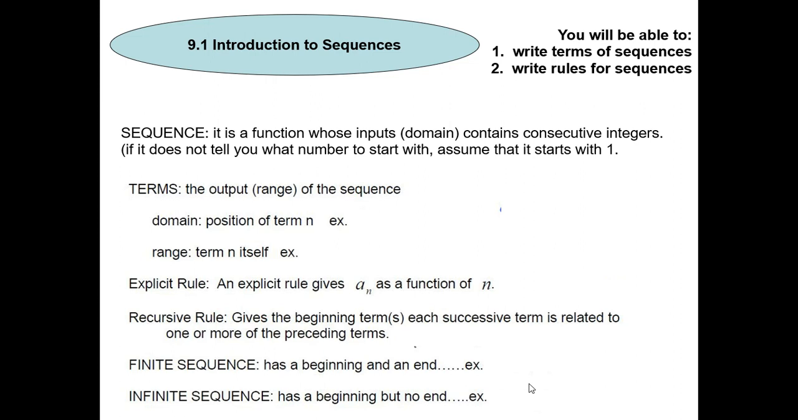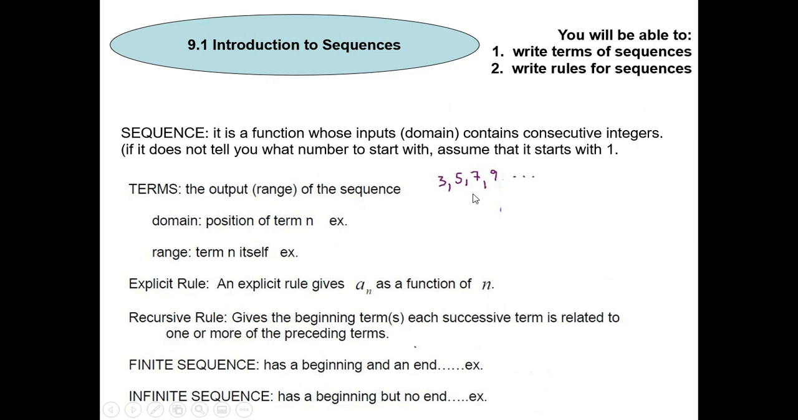So in this lesson, you'll be able to write the terms of a sequence, and we're going to describe what a sequence is, and write the rules for sequences. Okay, so here's some of the terms we have to know. A sequence is a function whose input, or the domain, consists of consecutive integers. If it does not tell you what number to start with, assume that it starts with 1. Now, sometimes we start with 0, but in general, we'll start with 1.